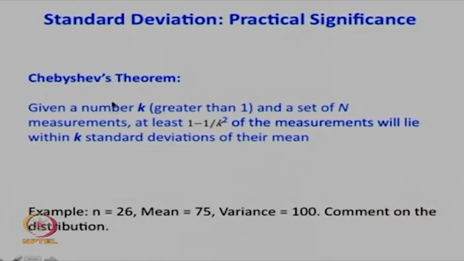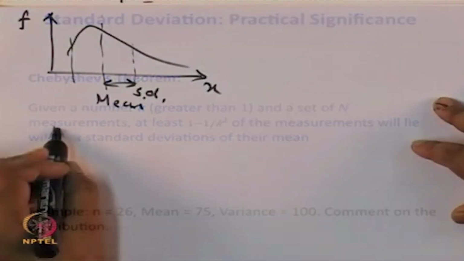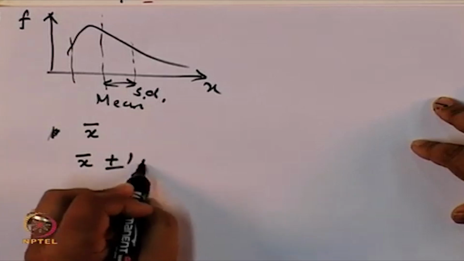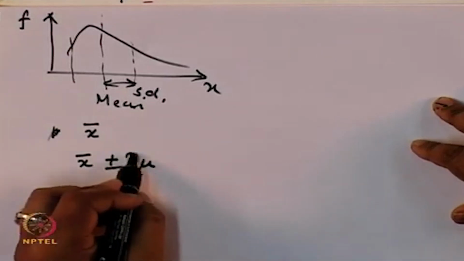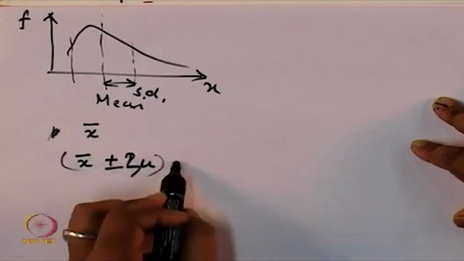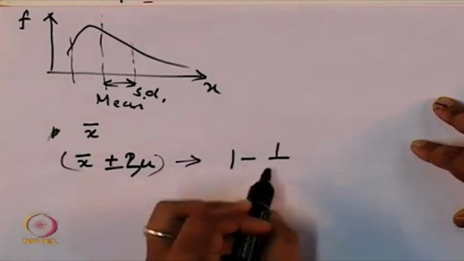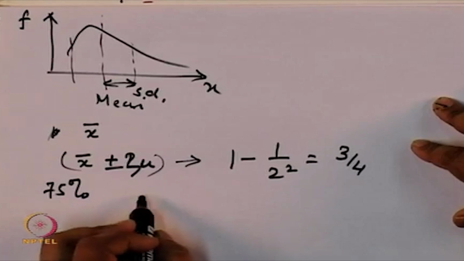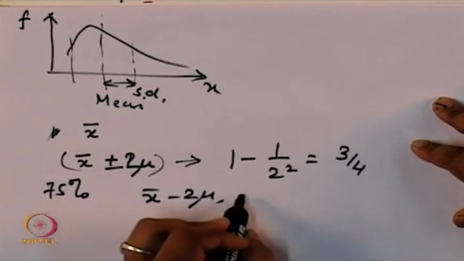What it states is, given a number k greater than 1 and a set of n measurements, at least 1 minus 1 by k square of the measurements will lie within k standard deviations of their mean. So, if you have x bar as your mean, then x bar plus minus 2 times standard deviation will contain how much of the population? 1 minus 1 by 2 square is equal to 3/4. So, 75% of the population will lie between x bar minus 2 standard deviations and x bar plus 2 standard deviations.